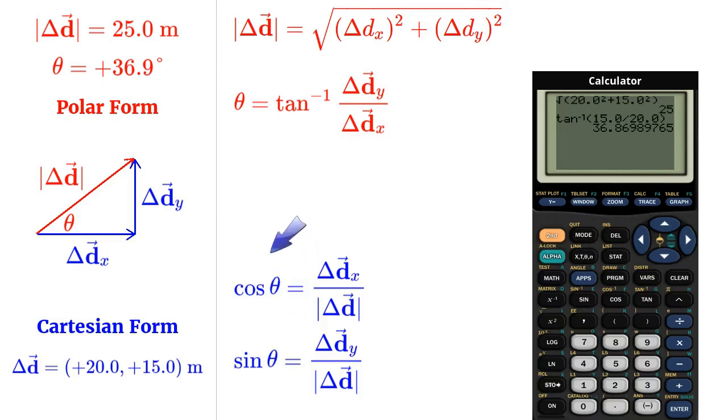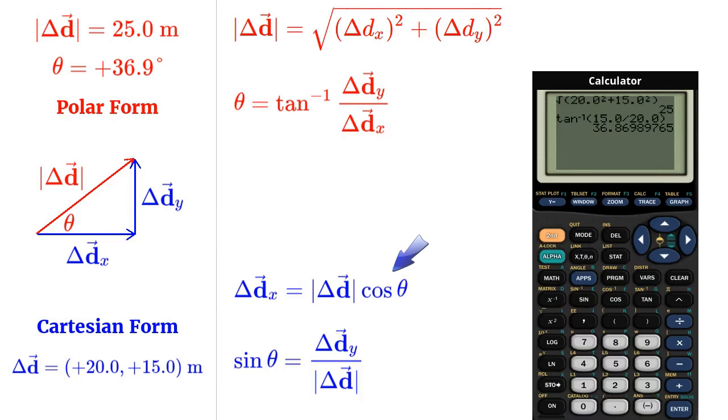If we look at the cosine formula, the unknown, the thing that we're trying to solve for, is the x component. So to isolate the x component, I'm going to have to multiply both sides by the denominator, which is delta d, the magnitude. And so the formula, when I rearrange it, is going to be the x component is equal to the magnitude times the cosine of theta.